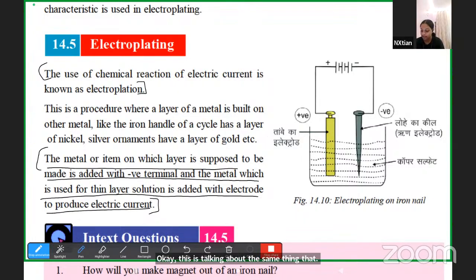Electroplating is done on an iron nail. Positive and negative terminals are there. This is the iron nail, and this is the copper electrode.